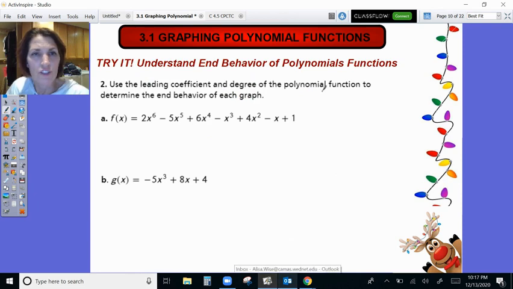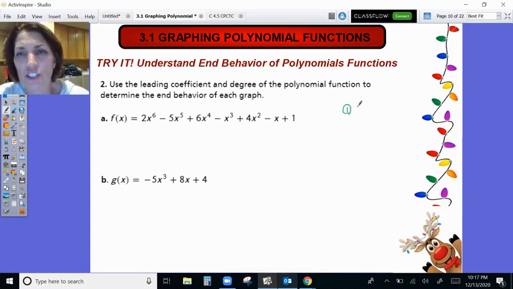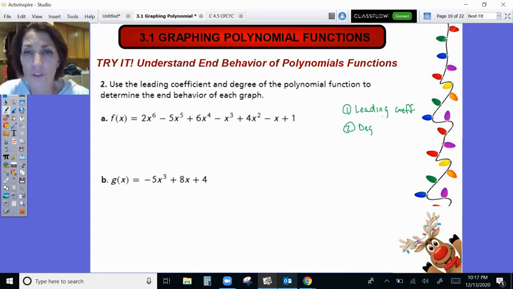So let's take a look at this. Use the leading coefficient and degree of a polynomial function to determine end behavior of the graph. And I think I told you at the beginning, I always look at the degree first. I take that back. I actually always look at the leading coefficient first. Okay? So always look at the leading coefficient first. Then I look at the degree to see if the other side is doing the same thing or the opposite thing. Okay? So leading coefficient will tell us, is it going right?